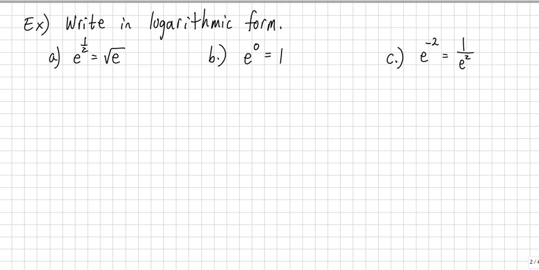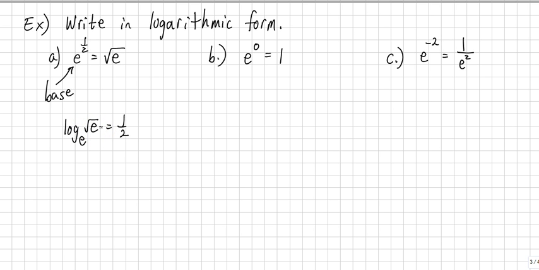So what if you already have exponential form and you want to introduce the log? For this first one, e to the 1/2 is equal to the square root of e. That's true. So we want to write this as a log. Well, here's the base. This is the base. And then we have our exponent of a half. So it'd be log base e equals 1/2. And then the square root of e, that has to be the argument of the log.